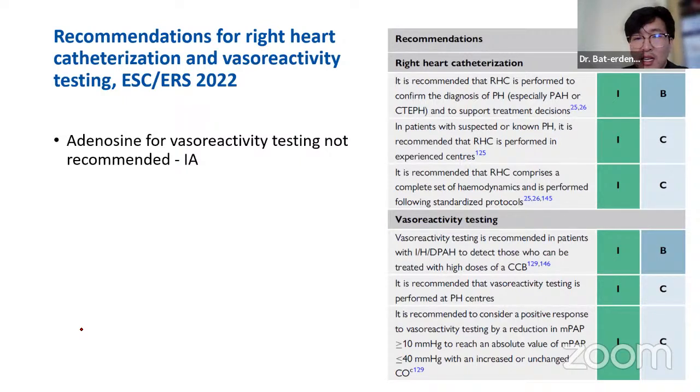Let's see the guideline recommendation about vasoreactivity testing. It is a class I, level B recommendation for vasoreactivity testing in group 1 patients, using vasoreactive substances like epoprostenol, iloprost, and inhaled nitric oxide. But in this guideline, adenosine for vasoreactivity testing is not recommended anymore. We will not use adenosine for vasoreactivity testing because of its many side effects.